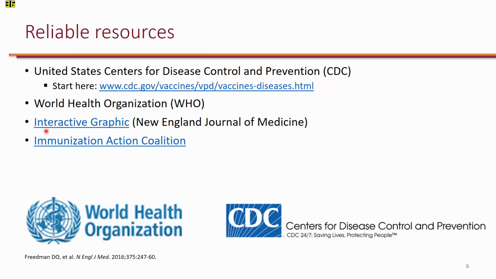Another tool, which I will talk about later, is this interactive graphic from New England Journal of Medicine, and I'll go over this. You can click on these links. And also, the Immunization Action Coalition is an excellent free tool with a lot of information, a lot of PDFs, including vaccine information schedules that are available to anyone.